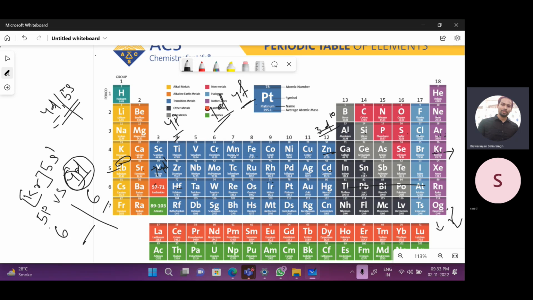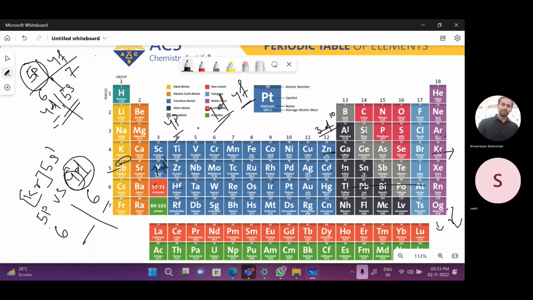But the electron is going to 5p. Why? 5p versus 4f. N plus l value: 5p is 6, since p is 1, with s, p, d, f being 0, 1, 2, 3. 4f is 7. Which clearly wins? 5p. So these are 5p1, 5p2, 5p3, 5p4, 5p5, 5p6.